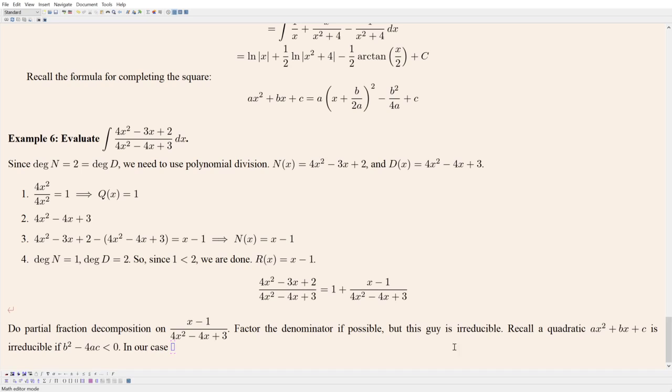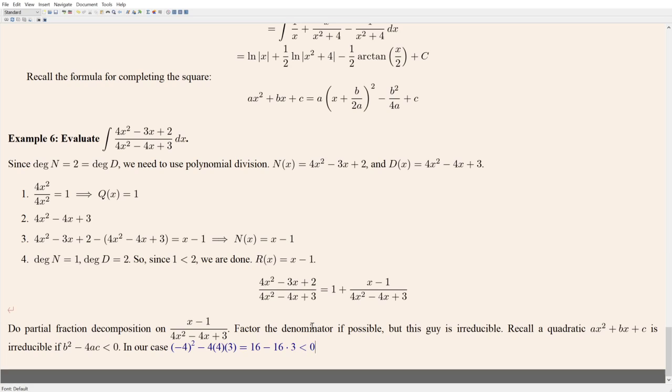So in our case, we have b is equal to negative 4, a is equal to 4, c is equal to 3. So that is 16 minus 16 times 3. Which is indeed going to be negative. Okay, so this guy is already fully reduced.